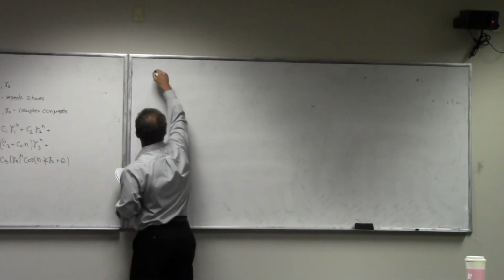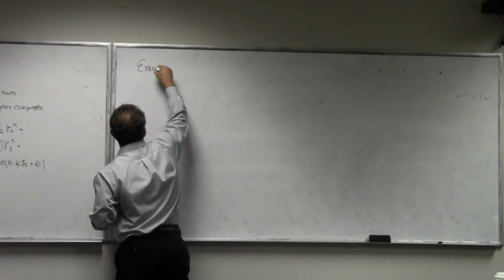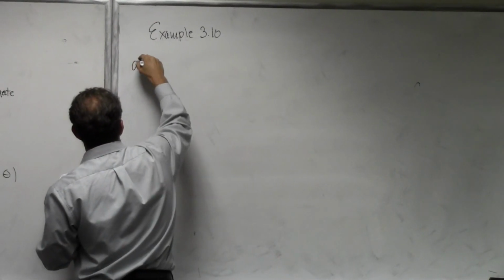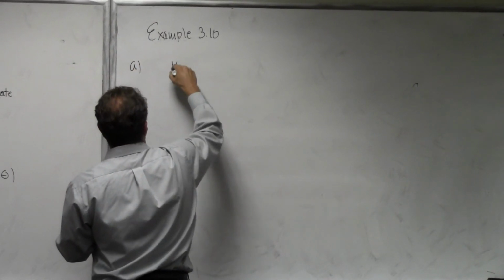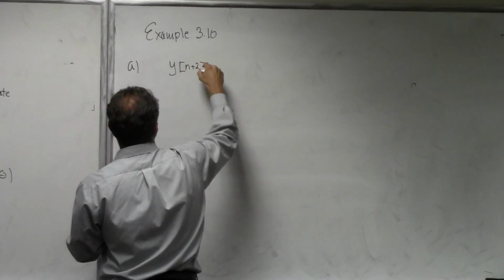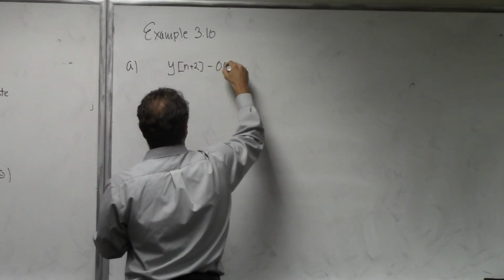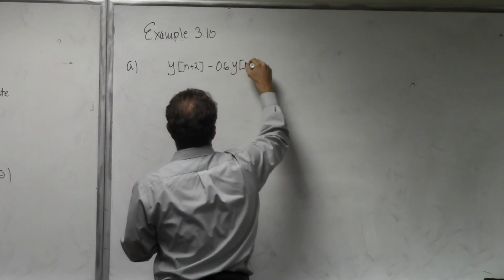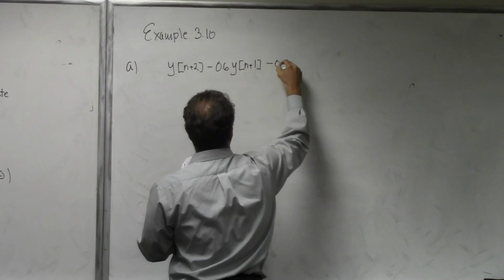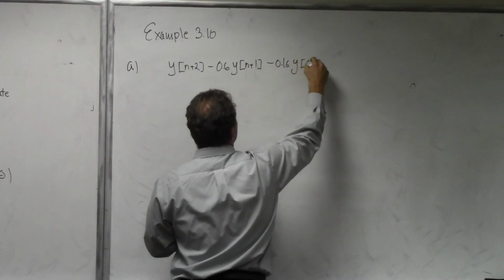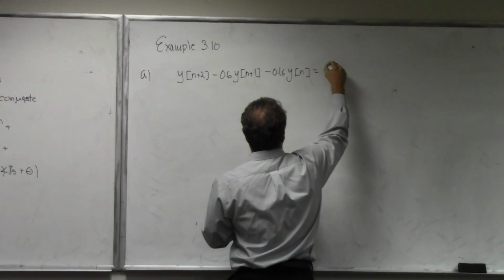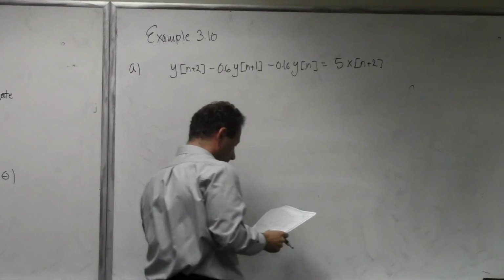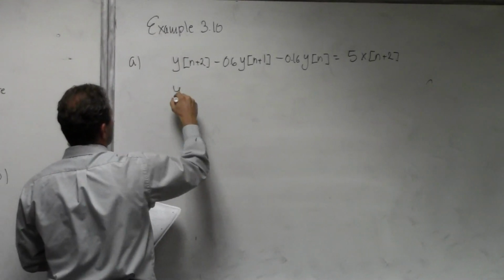So this is example 3.10, and we're considering a system y[n+2] minus 0.6 y[n+1] minus 0.16 y[n] is equal to 5 x[n+2]. We have the following initial conditions.